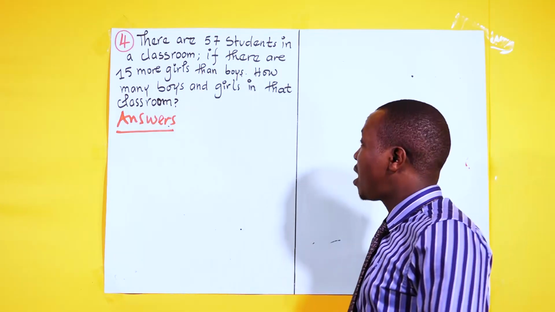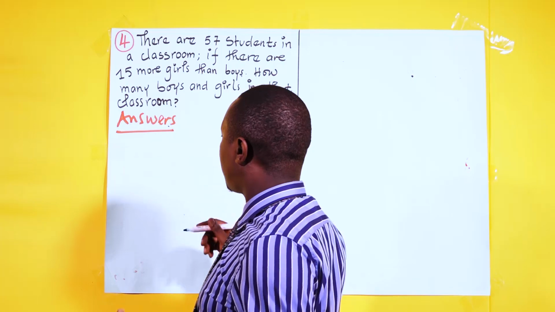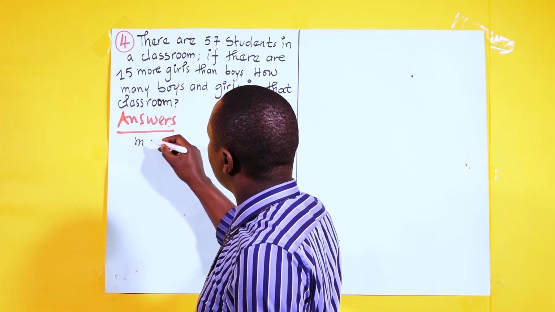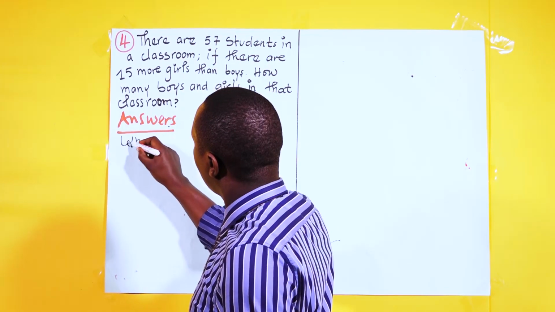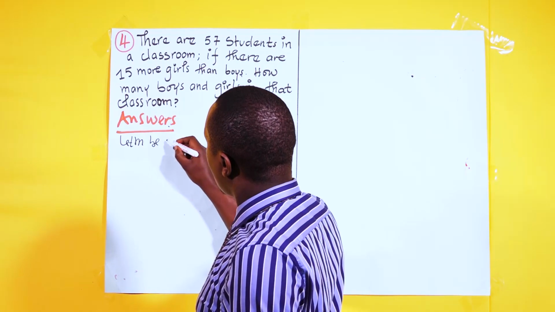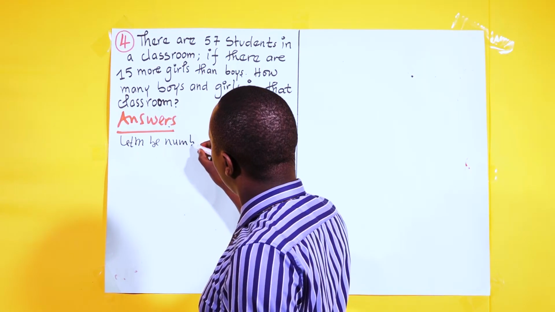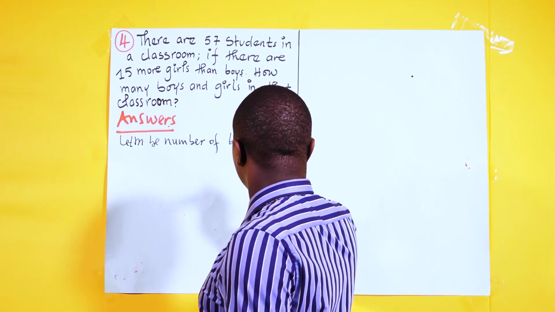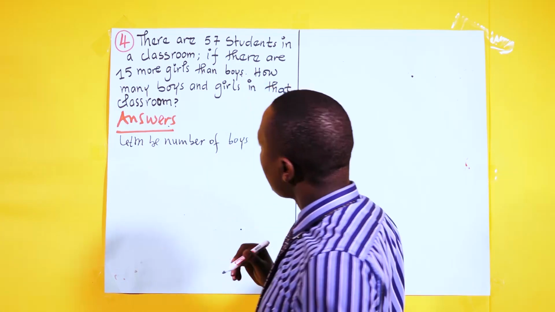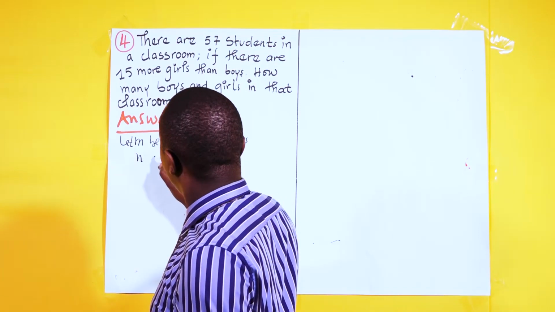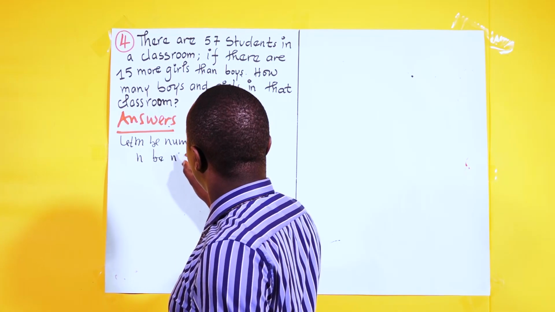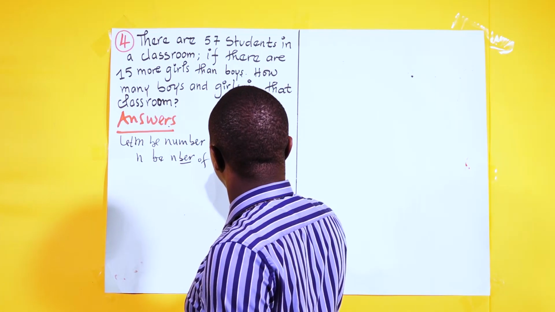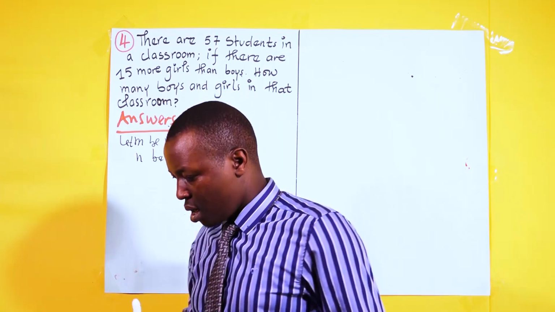We're going to set x. Let us change our variable. Let m be number of boys. And then n be number of girls. Right?